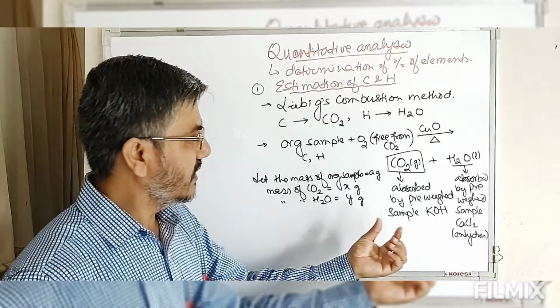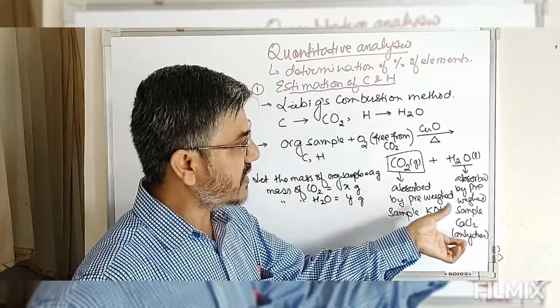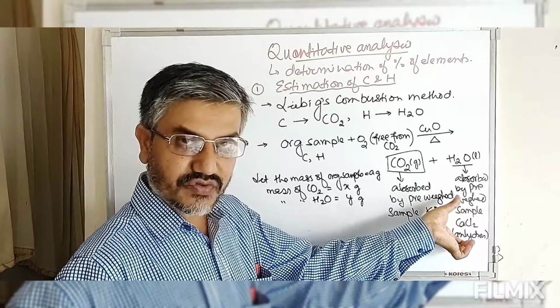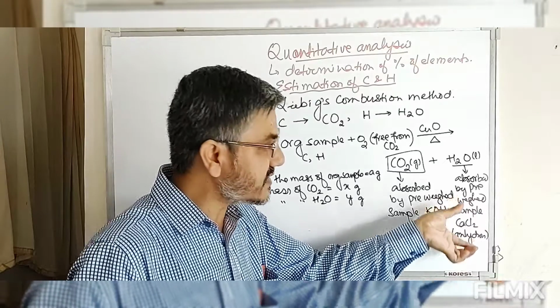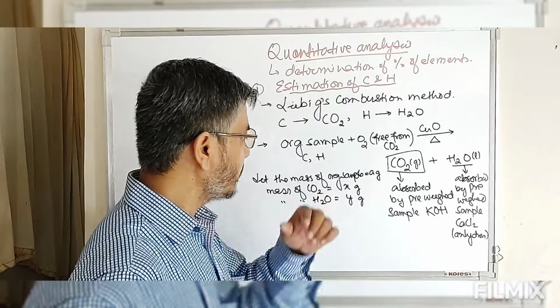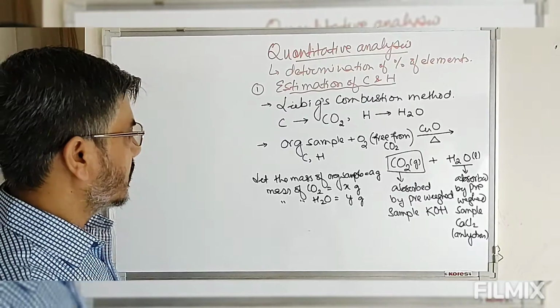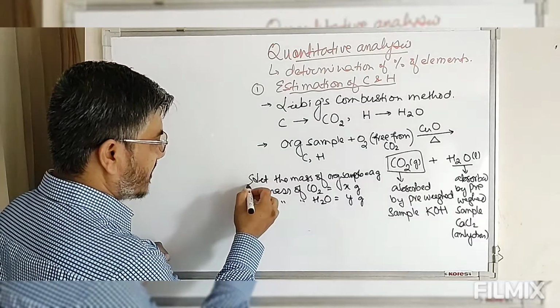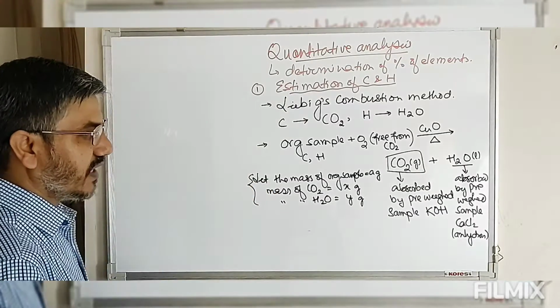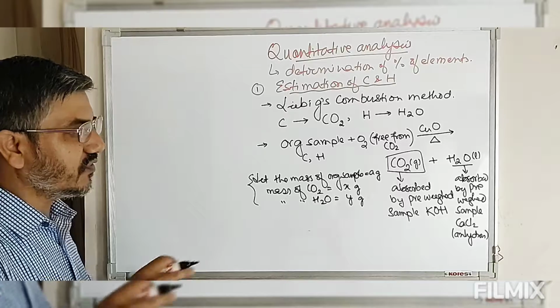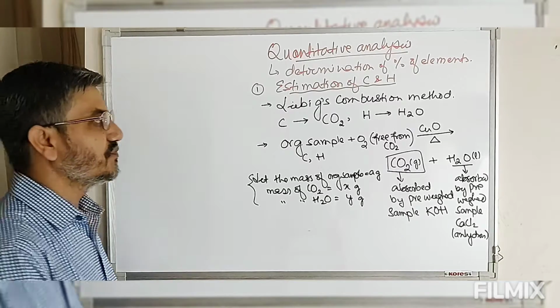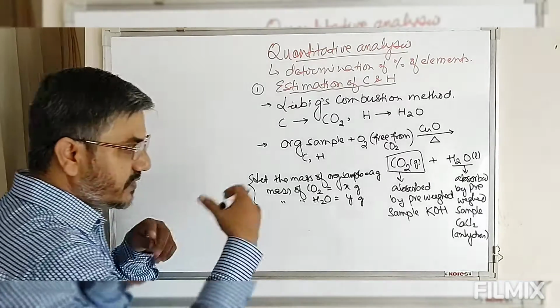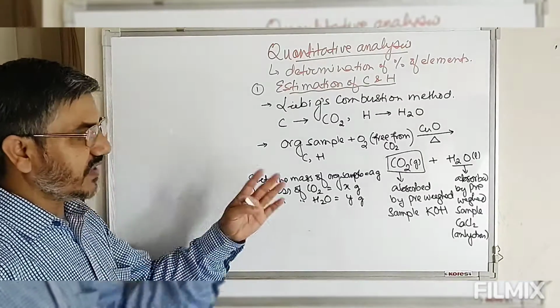The mass of water is the mass of this anhydrous calcium chloride after this experiment minus the initial mass, that is the mass of water. Now we have the mass of sample taken, the mass of carbon dioxide formed and the mass of water formed in this chemical reaction. Now we will use the basic concepts of chemistry to define this.